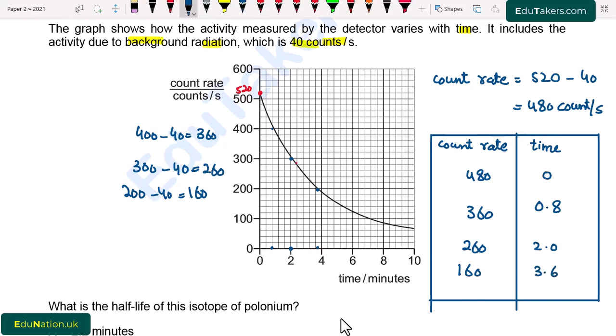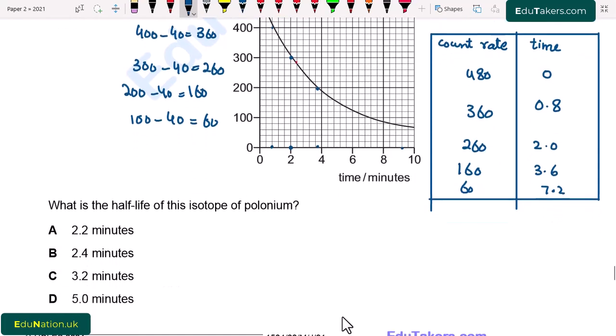At 7.2, which is at this point, count rate is 100. So 100 minus 40 is equal to 60. So I write here 60 and here 7.2. From this we can see that when the first half-life passes, the count rate becomes half. I suppose that initially count rate is 480, and when I divide it by 2, it will be 240.